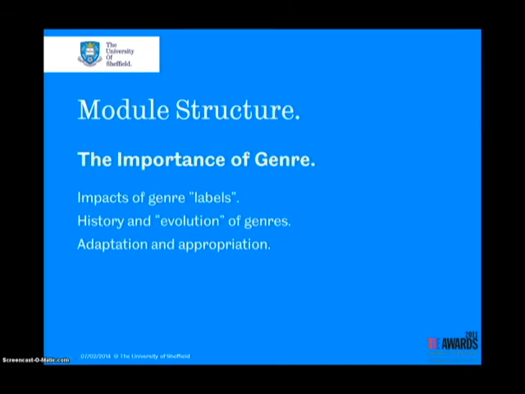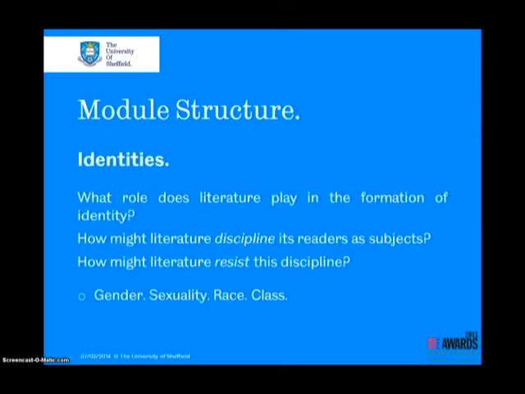The third block puts genre under the microscope. What is the impact of labelling and categorising texts? Why do we do it? And what impact does it have, and what purpose does it serve? And where do genres come from, and how do they change and develop over time? And to what extent do acts of adaptation and appropriation reveal the shaping power and limits imposed by genre?